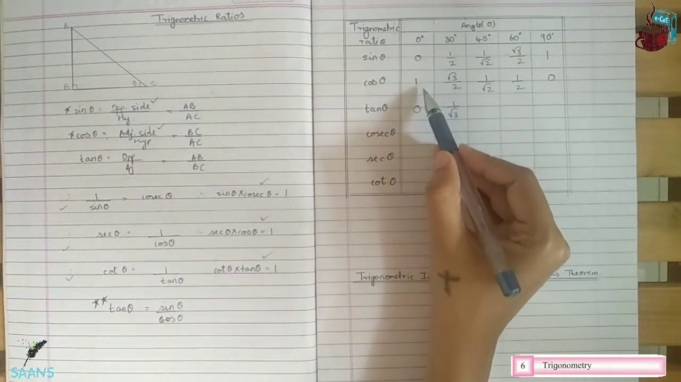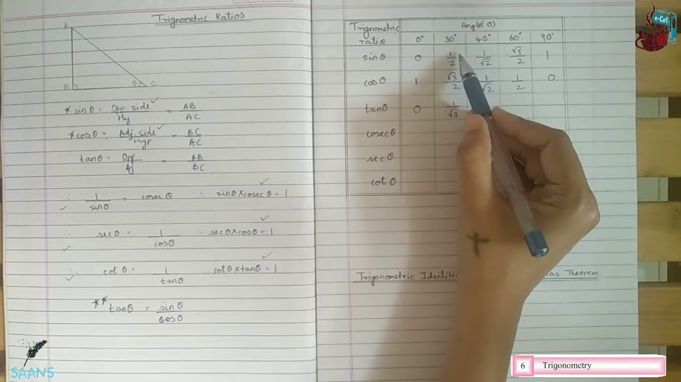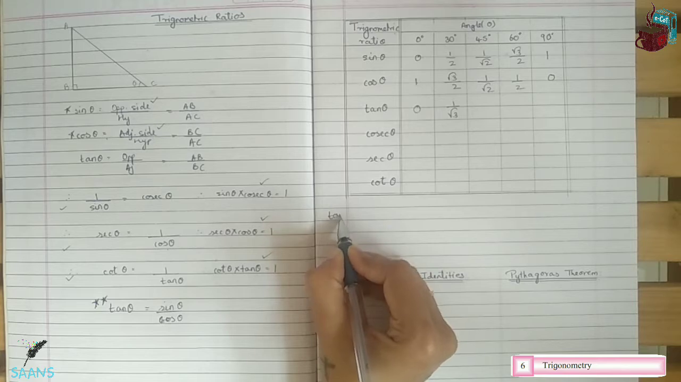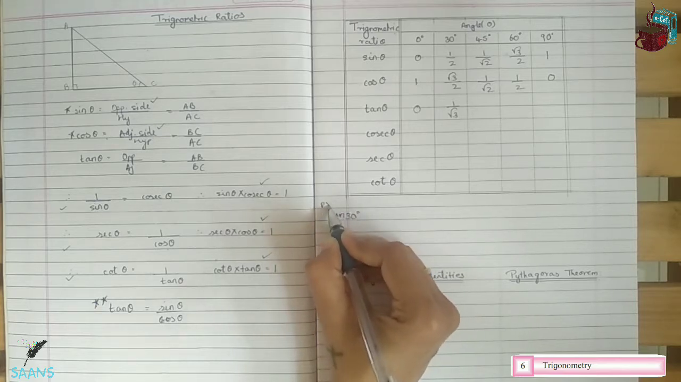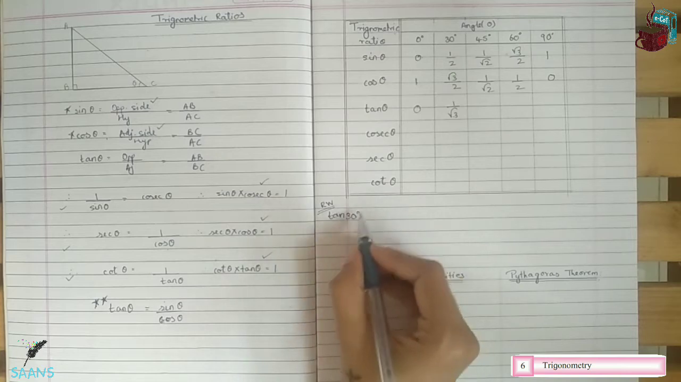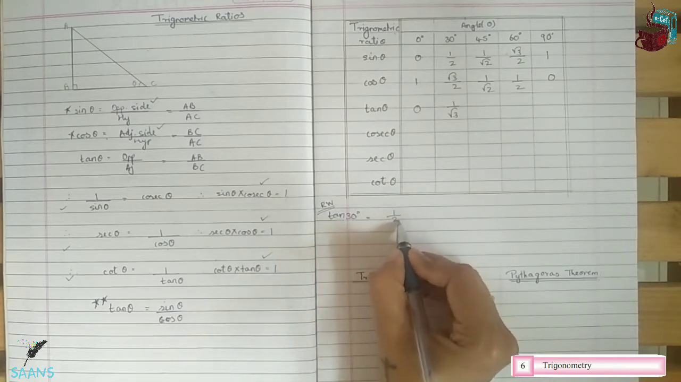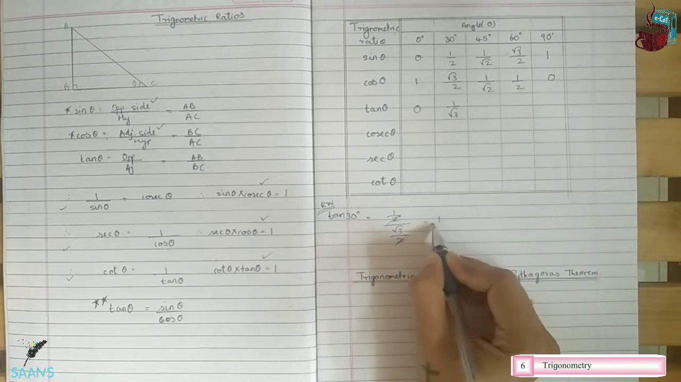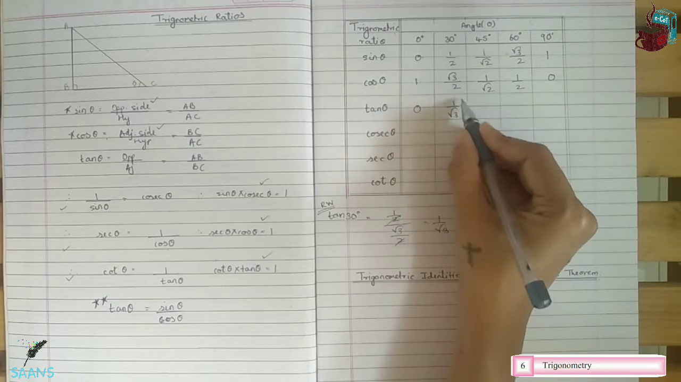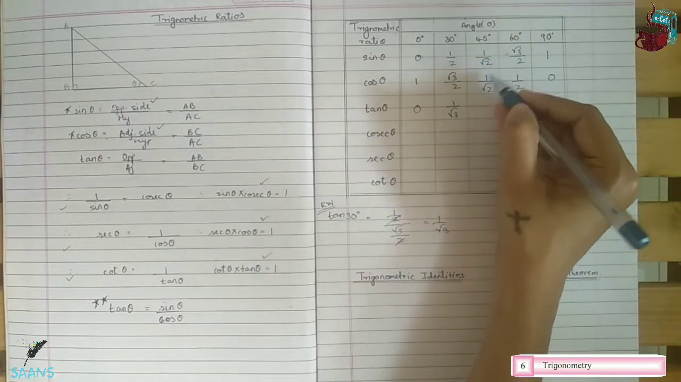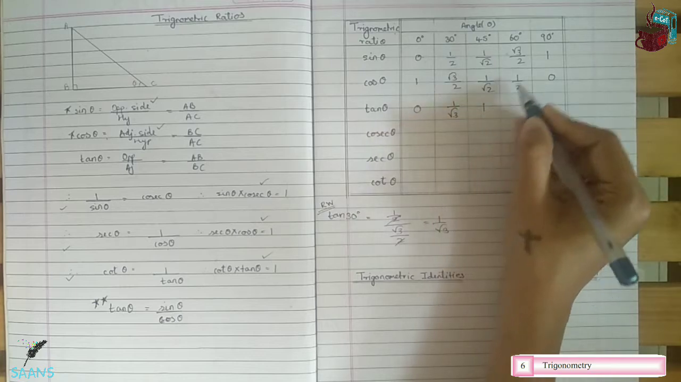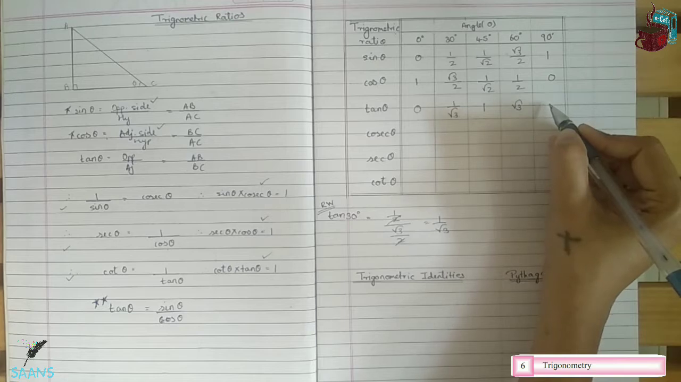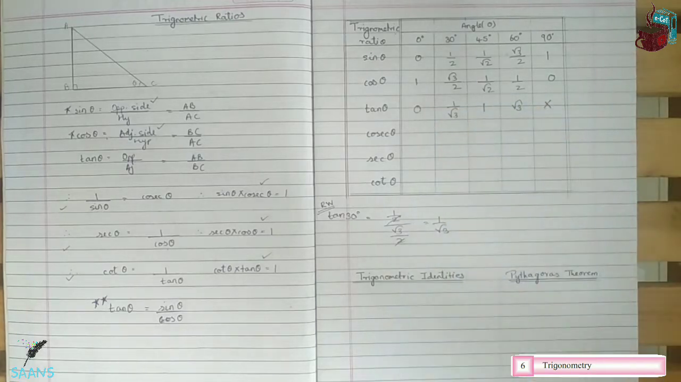So 0 upon 1 is 0. 1 upon root 2. Here I'll just calculate and show for tan 30 degrees. Tan 30 is nothing but 1 upon 2 divided by root 3 upon 2. 2 and 2 get cancelled. 1 upon root 3. So you got 1 upon root 3. Then for tan 90, it will be 1 upon 2 and root 3 upon 2, hmm, 1 upon 0. When the denominator is 0, the number is not defined.